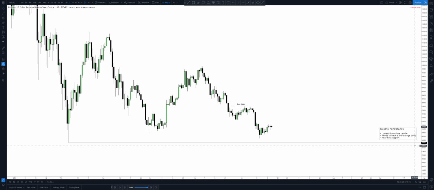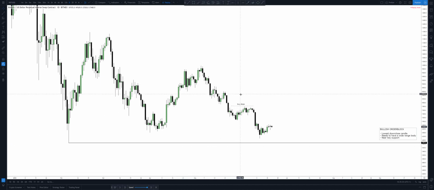So what we want to be looking at is it needs to be a lowest down close candle, and we want to see a wide range body. So a wide range body is I want to see a big beefy candle like this. That's ideal for a setup, and it needs to be near a key support level.